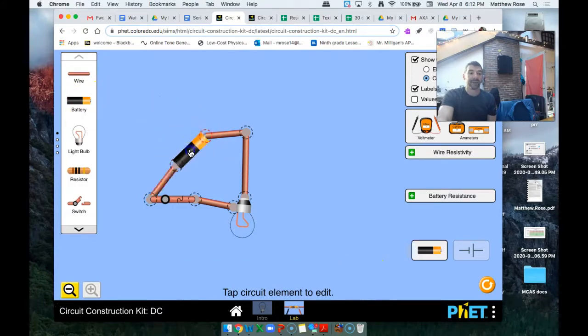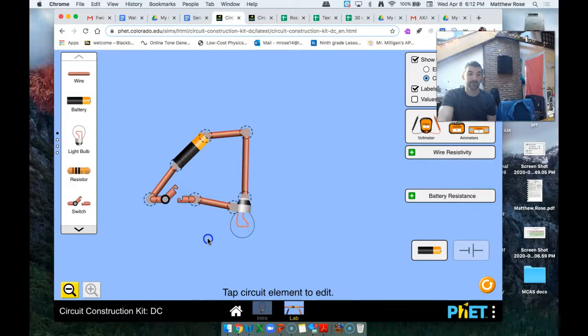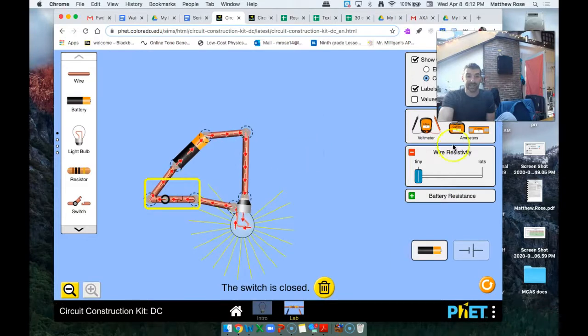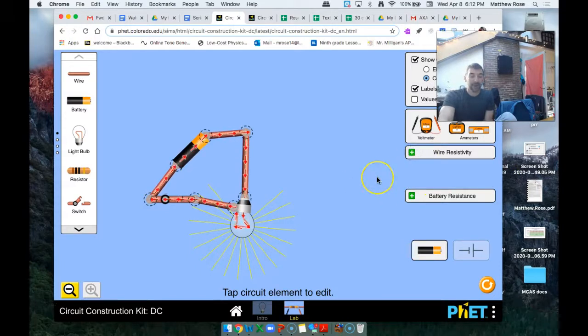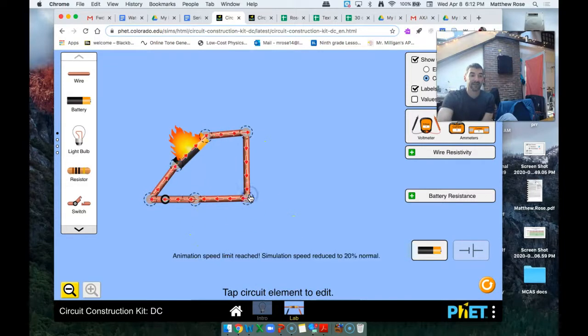The same thing with the light bulb. I can change the resistance of the light bulb. I can even change what is called the resistivity, or how much wire resistance they have. So I can put my resistance all the way up, or all the way down, of the wire. Remember, resistance is just electrical friction. I can start a fire.